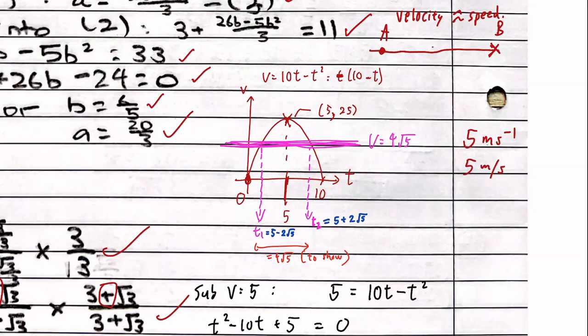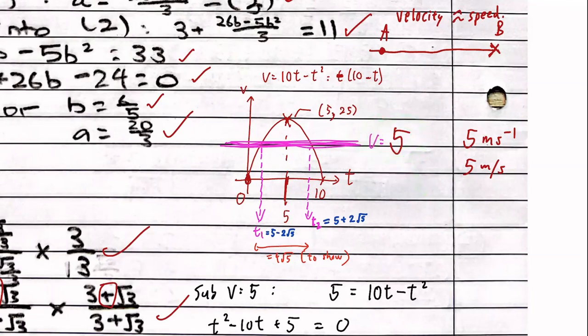Okay. Show that the particle has a speed of 5 meters per second or greater for exactly 4 times square root 5 seconds. So speed here, I'm telling you, is exactly the same as velocity. They tell you a speed of 5 meters per second. Graphically, what it means is they want you to draw a horizontal line so that v equals 5. I wrote it down wrongly. Okay, v equals 5.